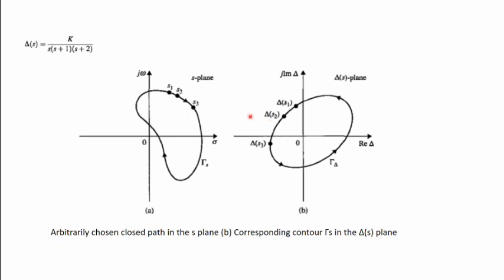So we can map this closed loop contour of the S plane into the corresponding contour in the delta of S plane.